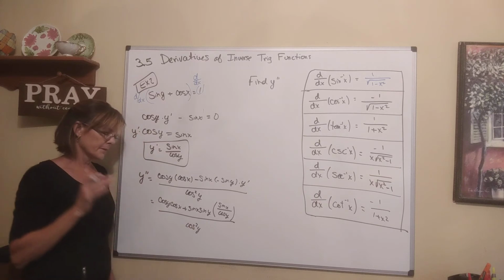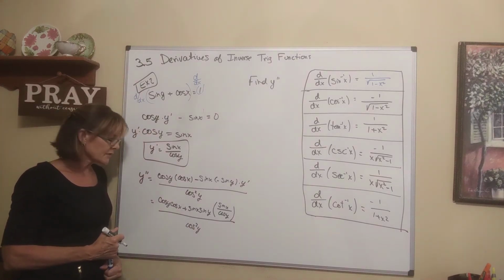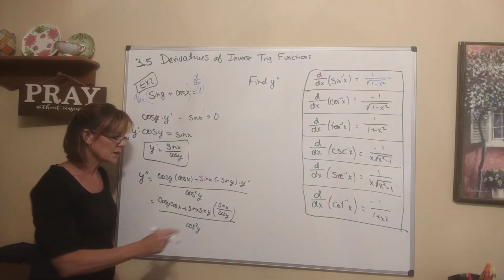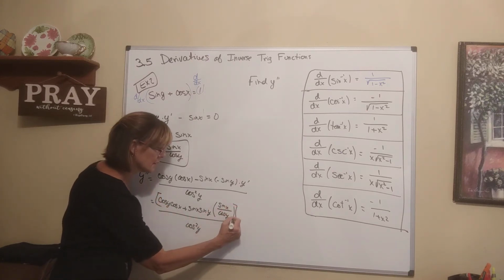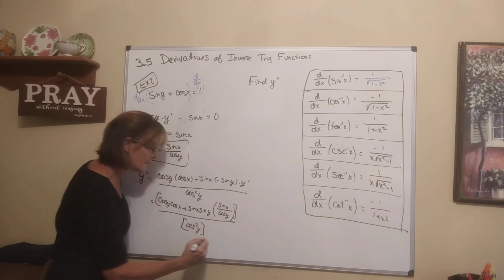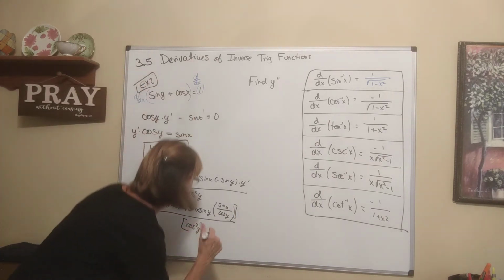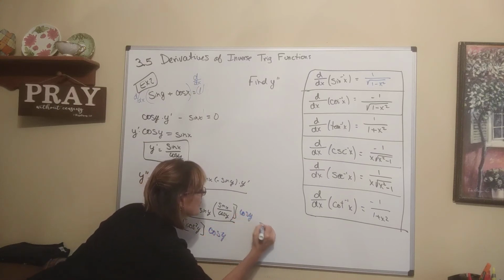All right, now we can clean this up a little bit by getting rid of this complex fraction by multiplying by the lowest common denominator that I see of the little denominators, which is right here, cosine of y. So if I multiply this top numerator and this denominator by the cosine of y, it's going to clean up my complex fraction, times the cosine of y. All right, what's that going to do?